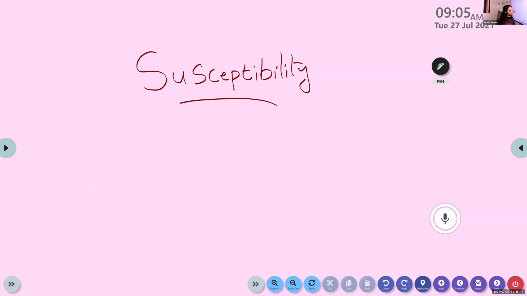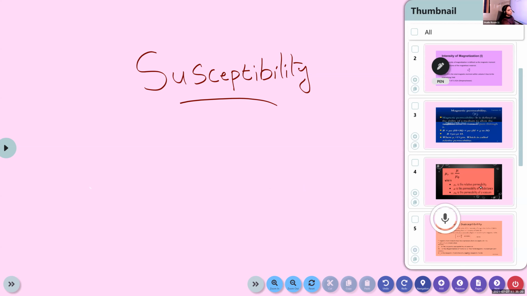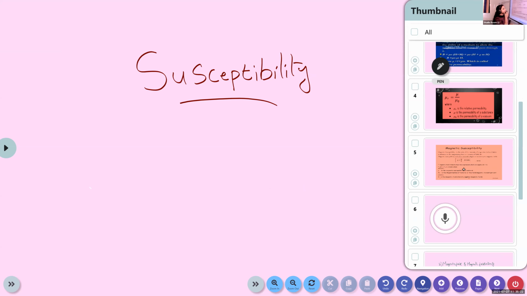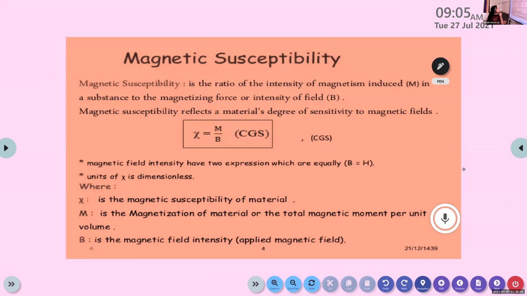One minute. Now you write the definition for susceptibility. It is the measure of how a magnetic material responds to an external field.